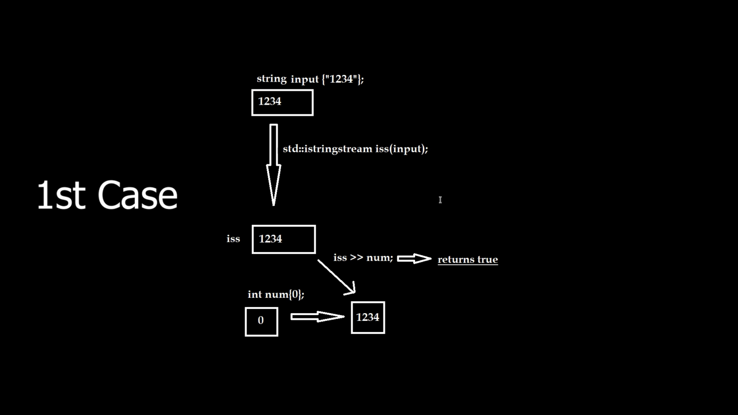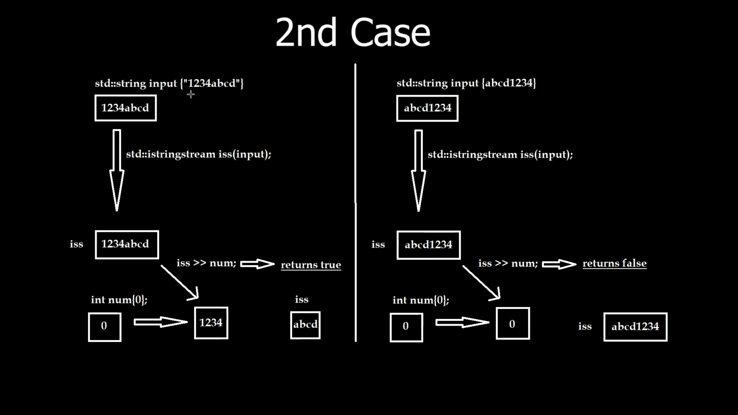Now, what if we have another value stored inside our input? Let's see the second case. The second case is, what if we enter something like 1 2 3 4 A B C D? As you can see, our string input is going to be 1 2 3 4 A B C D, and if we inject it into our string stream, iss, our iss is going to take that same value and store it inside itself. But the difference is if we do iss into num, so we inject it into our num variable, it's going to take that 1 2 3 4 and put it inside our num variable, and our iss variable is going to only contain the part that wasn't removed. So our iss is going to be ABCD.